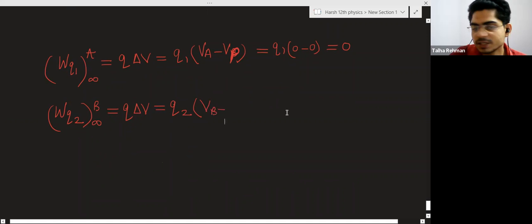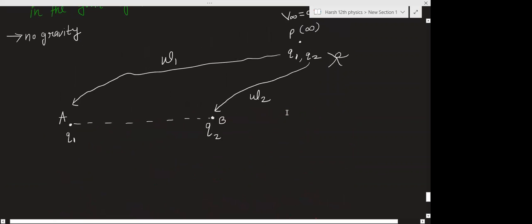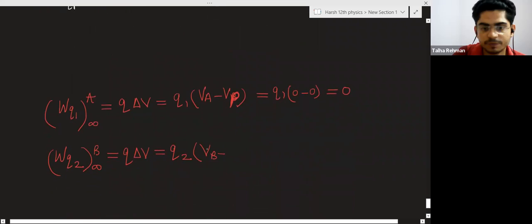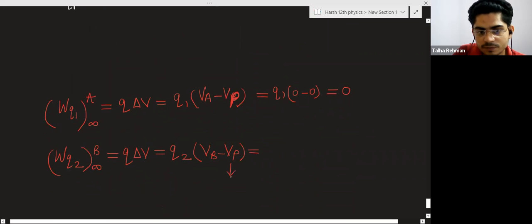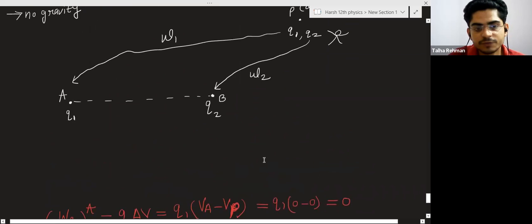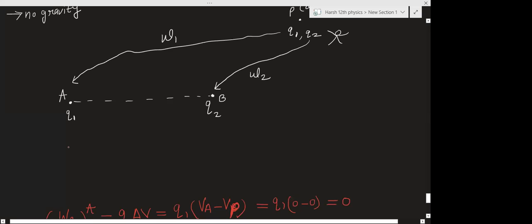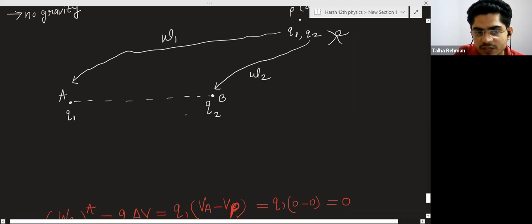What is the initial potential? VP, because we are taking a charge from infinity. And this VP is 0. So we have work done Q2 into VB. And now, what is VB? VB is the potential due to the charge at point A. The potential at point B is due to the charge at point A.